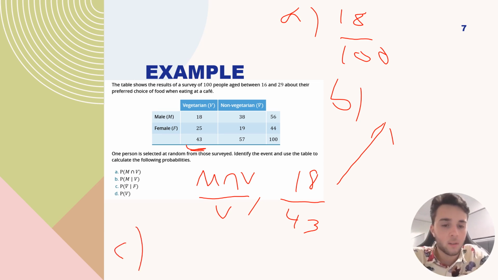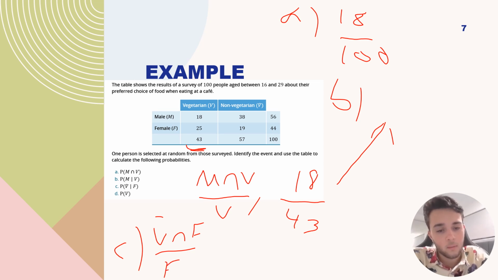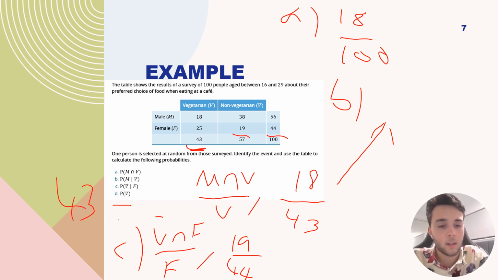C is similar, quite straightforward. Not V given F. So you're going to look for not V intersect F over F. So not vegetarian and female. Not vegetarians over here, female, so 19. And then you're going to divide that by total number of females. 25 plus 19 is 44. 19 over 44 is your answer for that. And lastly, probability of V you can get by that sum there, so that's just 43 over 100.